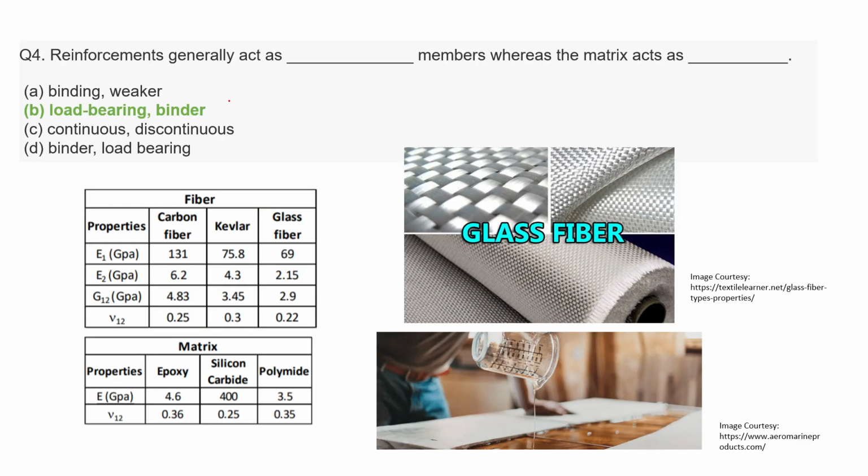The next question, question number 4: reinforcements generally act as dash members, whereas the matrix acts as dash. Options are A, binding, weaker. Option B, load bearing, binder. Option C, continuous, discontinuous. And option D, binder, load bearing.